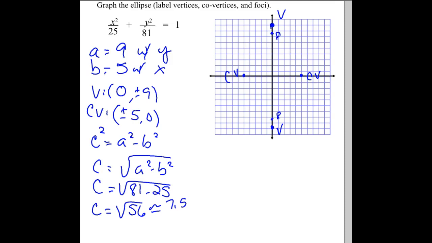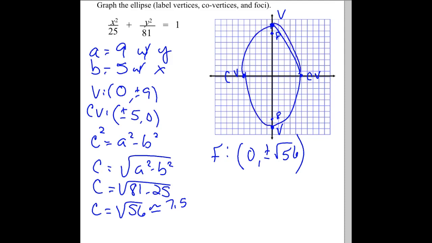Yes? So my coordinates for the focus, or the foci, plural, would be 0, plus or minus root 56. We good with that? All right, and then you connected your dots, yes? And made a nice pretty ellipse. Okay, questions on that?